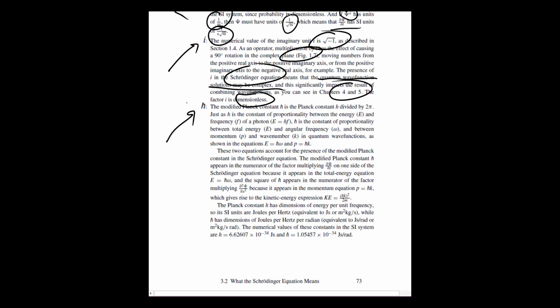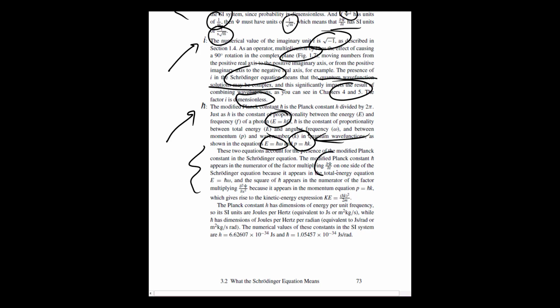h bar is the modified Planck constant. It's just h, the Planck constant, divided by 2 pi. And just as h is the constant of proportionality between energy and frequency, h bar is the constant of proportionality between energy and angular frequency, where omega is 2 pi f. You can also think of h bar as the constant of proportionality between momentum p and wave number k. The reason I mention these two equations in talking about h bar is because it's through those that h bar appears in the Schrödinger equation.